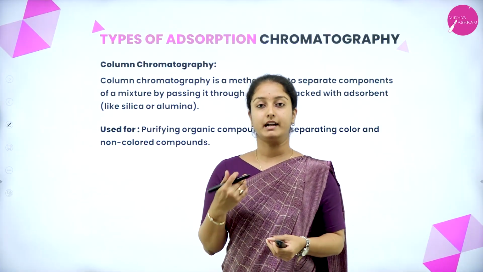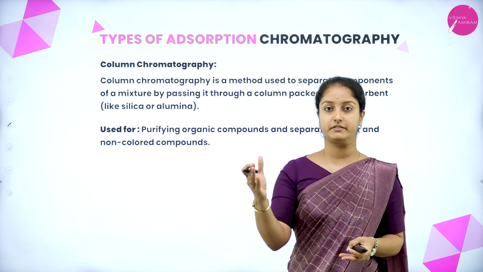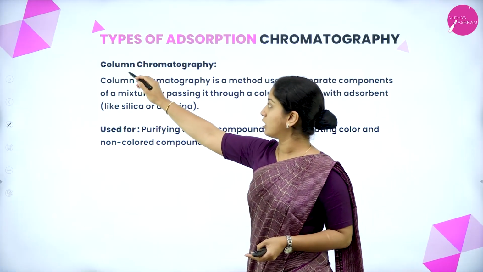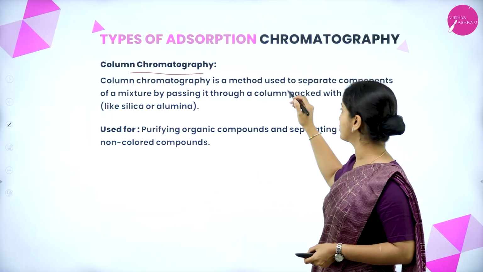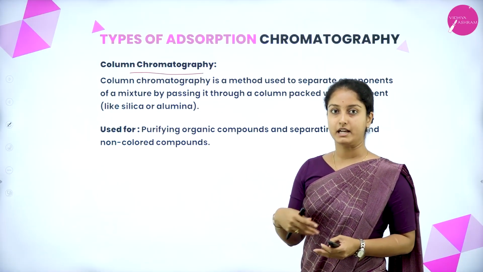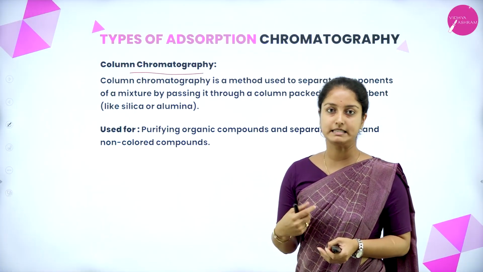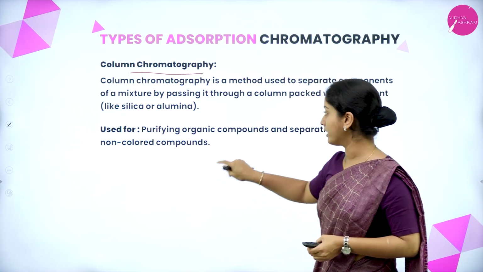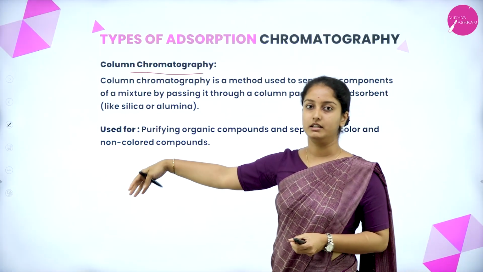So again, adsorption chromatography is further classified into column chromatography and then thin layer chromatography. So we shall see what is column chromatography. Column chromatography is a method used to separate components of a mixture by passing it through a column which is packed with the adsorbent. The adsorbent used here is alumina or silica. This particular technique is used to purify organic compounds and to separate colored from non-colored compounds.